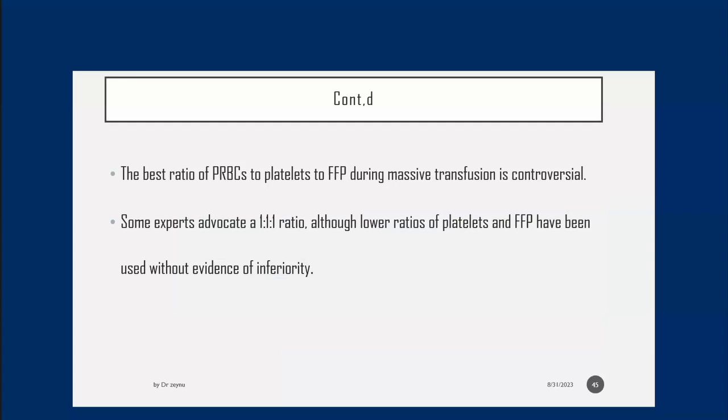So the best ratio of packed RBC, platelets, and plasma in the massive transfusion protocol is still controversial. There is no clear answer, but experts advocate the use of a 1:1:1 ratio. There is still no clear answer on which is preferable, 1:1:1 or 1:1:2. But according to expert recommendation, they recommend using a 1:1:1 ratio.